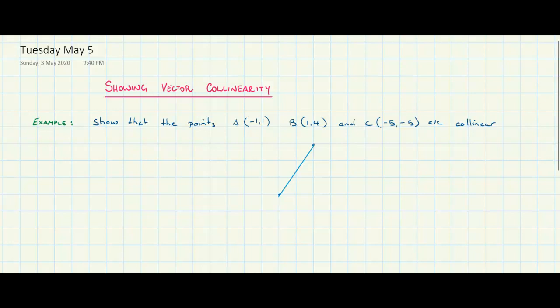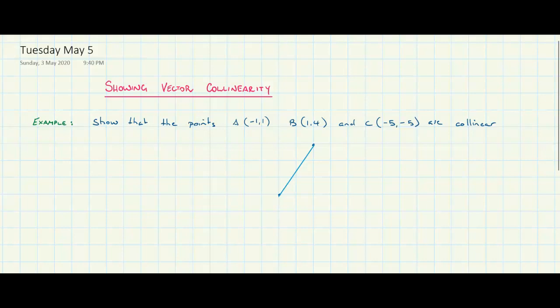Okay, the subject of this screencast is showing vector collinearity, and we're starting here with an example, 3 points, A, B, C. The points are given to us. Now, perhaps this is not a terribly difficult question.